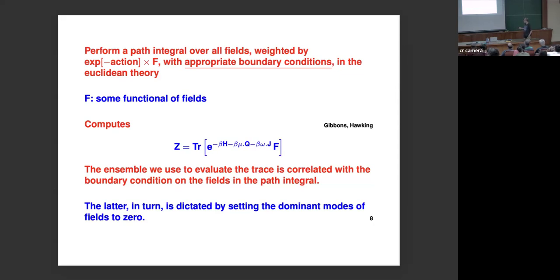And these boundary conditions in turn are dictated by setting the dominant modes of the fields to 0. You have to keep the dominant modes fixed or 0 or some constant, and then the subdominant modes fluctuate. That's the natural boundary condition. And that in turn will determine what ensemble we compute the trace in. And that is the equality: this path integral will basically compute this trace in that ensemble.